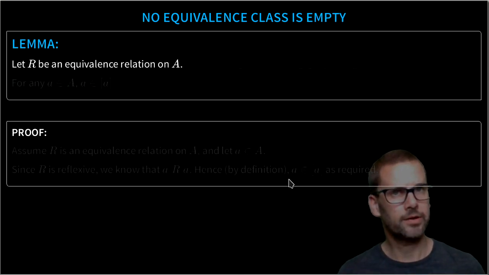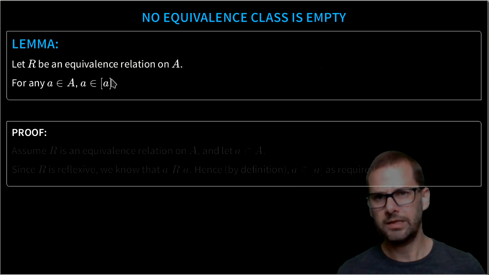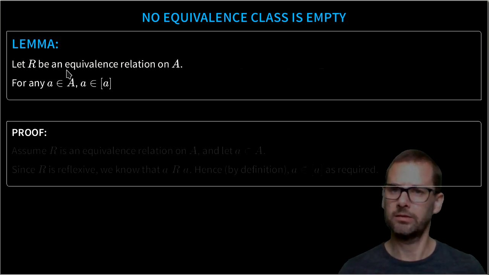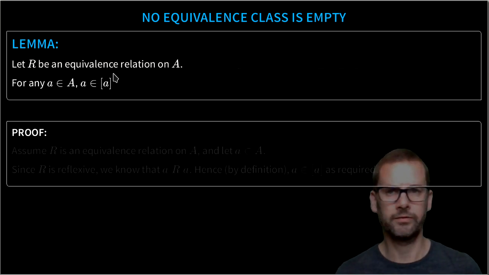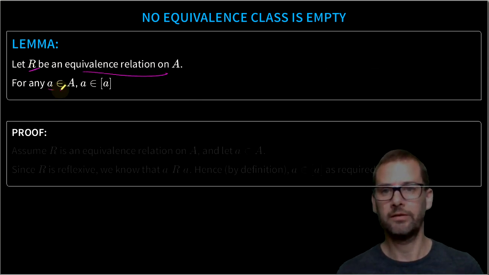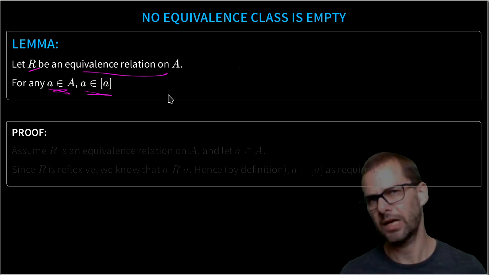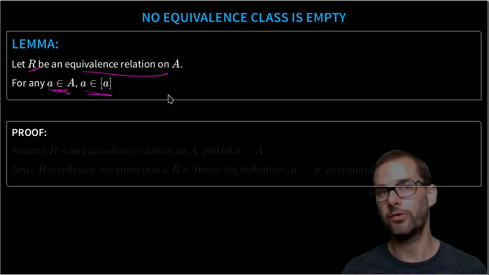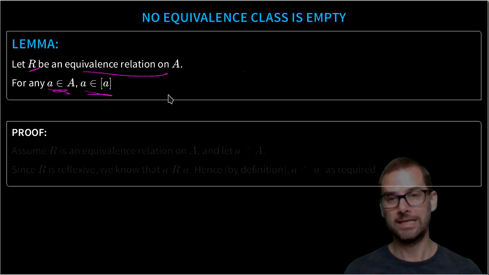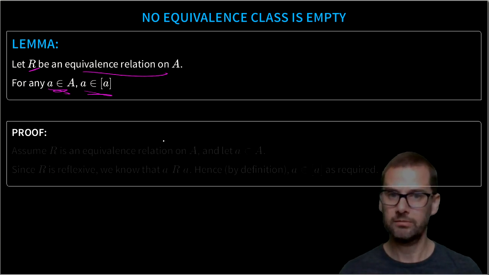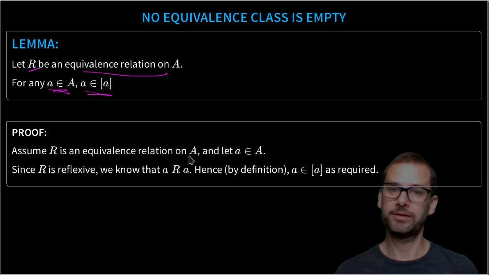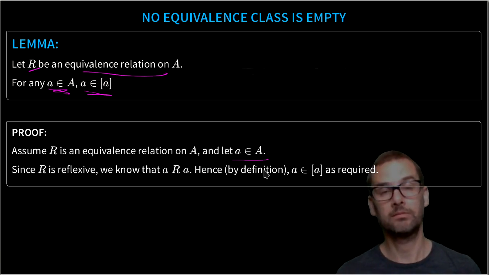Now, one of the things that we can see is that no equivalence class is empty. So as a lemma, a useful little lemma: if we take R to be an equivalence relation on a set A, then any a in A is always in its own equivalence class. And this is just a technical result, it's kind of obvious, but it's useful to know that no equivalence class is empty.